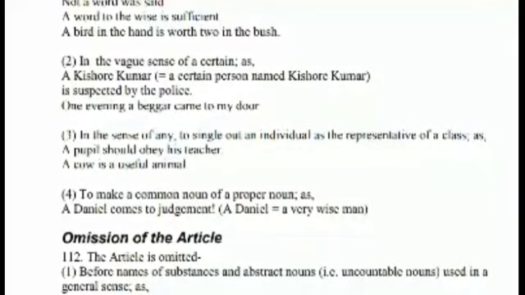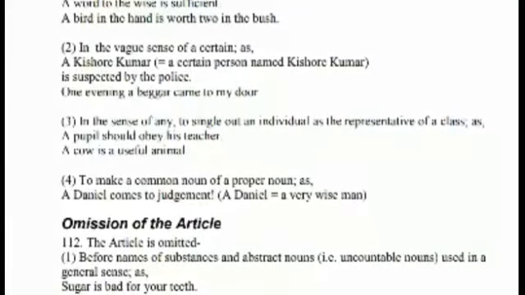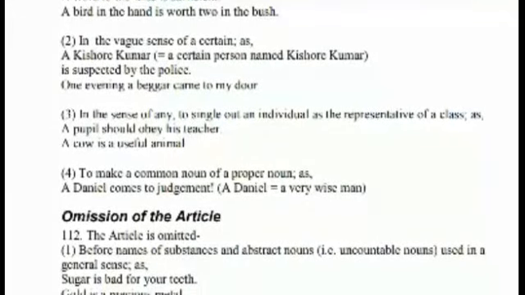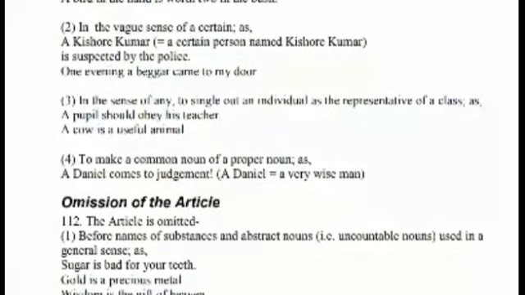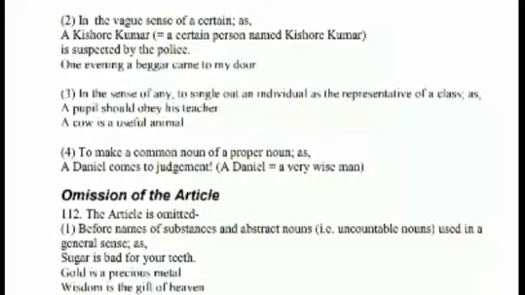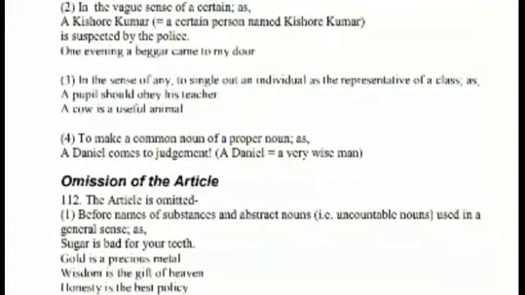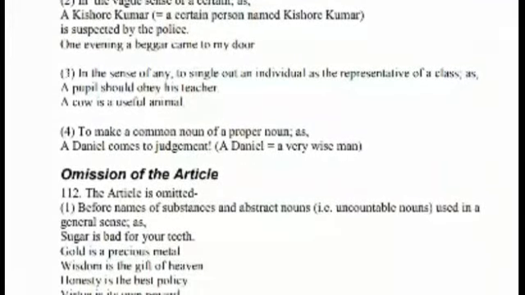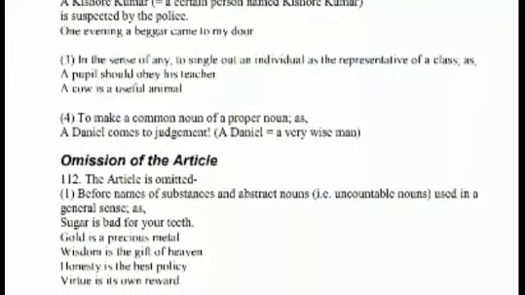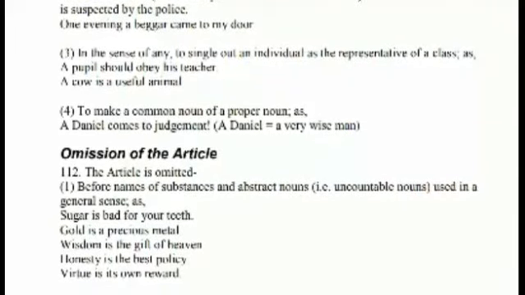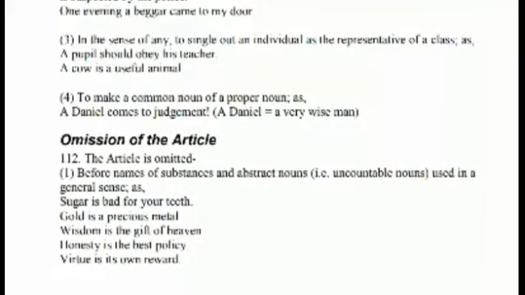Next, third rule, in the sense of any, to single out an individual as the representative of a class. A person should obey his teacher. A cow is a useful animal. Next, last one, to make a common noun of a proper noun. A Daniel come to judgment. A Daniel means a very wise man. So these are the uses of the indefinite article a.